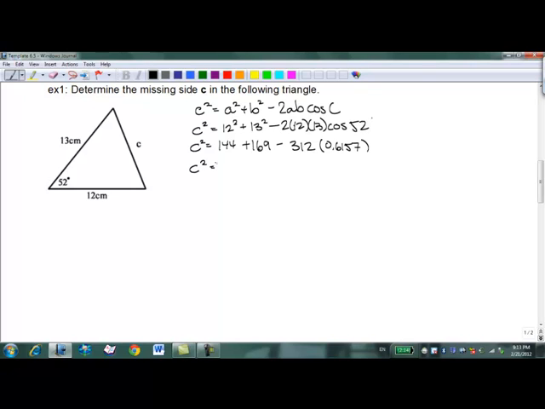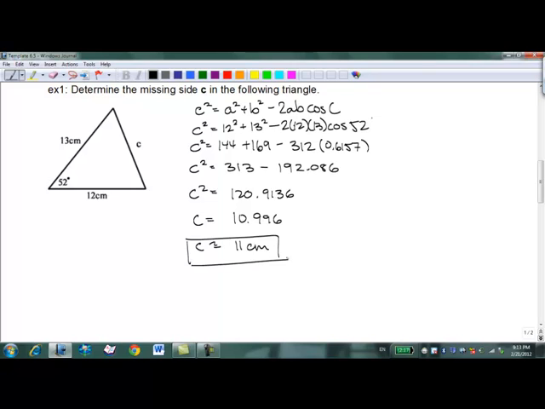C squared is 144 plus 169. That's 313. 312 times that is 192.086. C squared is 120.9136, and taking the square root, we end up with 10.996, which usually we're going to round to 2 decimal places, and that's what we get. C is about 11 centimeters.